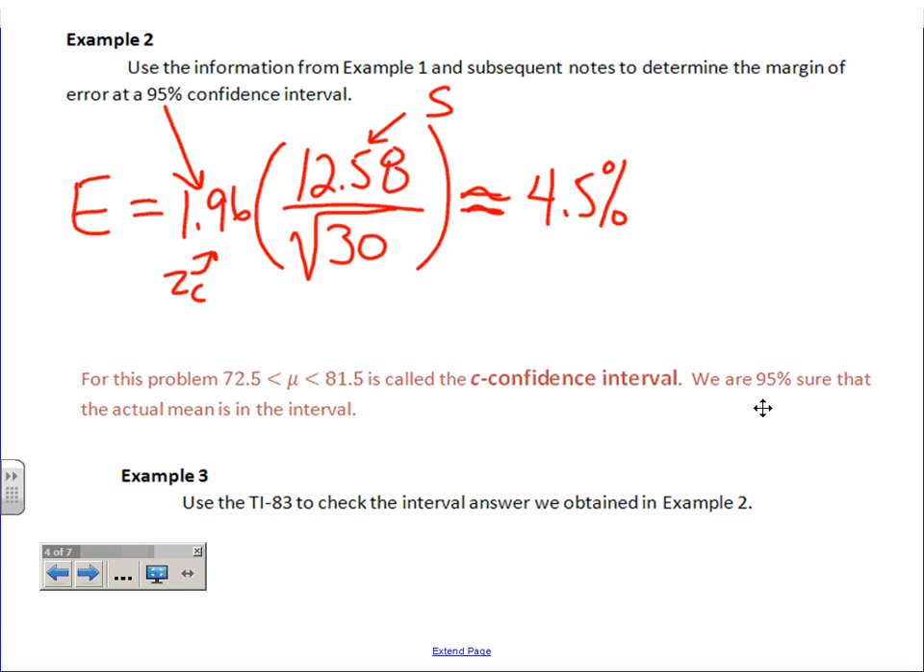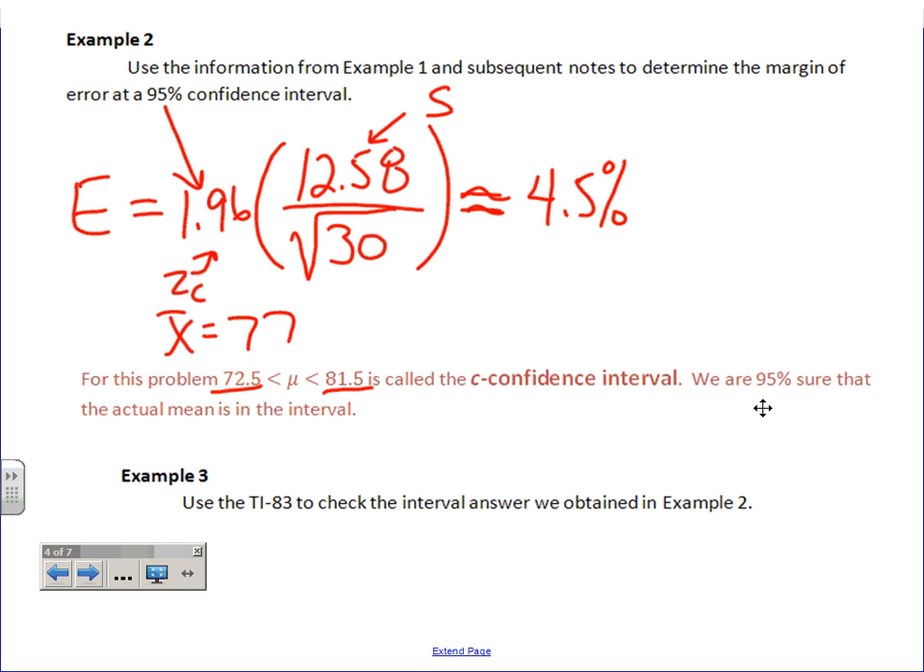So here, we're saying the actual mean, that's what mu is in there for, right? Is going to be between 72.5 and 81.5. Did I just make those up? Did those just come out of nowhere? No, I took what I got for x bar, which was 77, right? And I added 4.5, and I subtracted 4.5, right? But I'm not 100% sure. In this case, we are 95% sure.